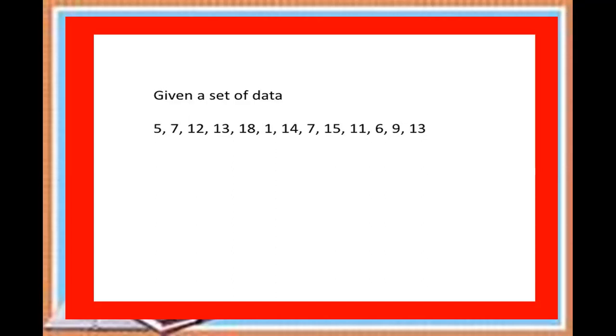So given that set of data again, the smallest is 1. As you have said, the smallest is 1, and the highest is 18. So if we talk of the range, it is the highest, which is 18, minus the lowest, which is 1. So therefore, the range is equal to 17. But we will have to arrange first that set of data in order of magnitude.